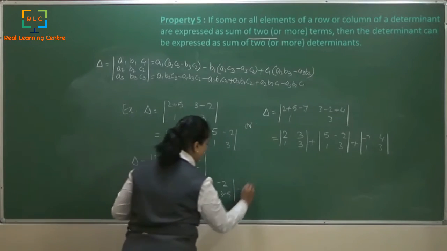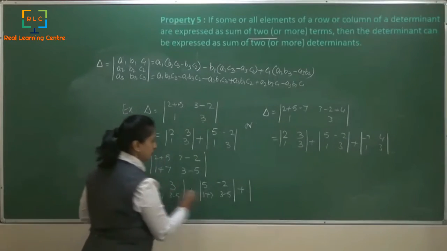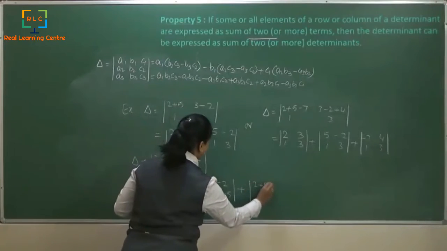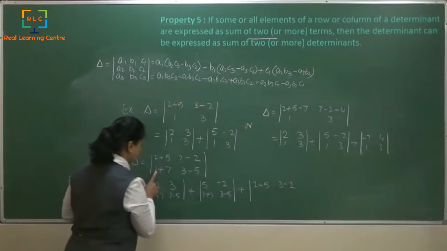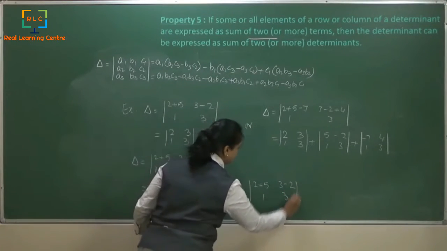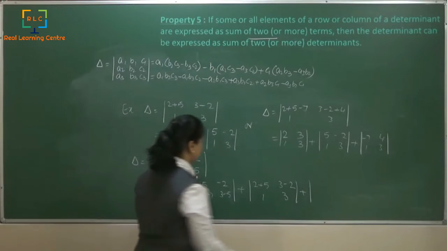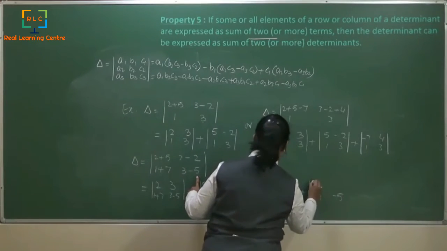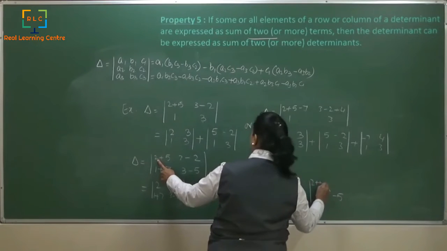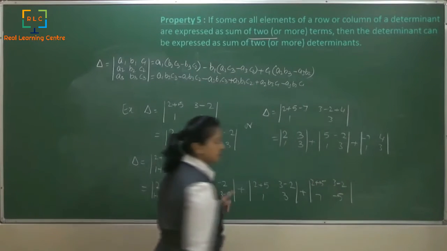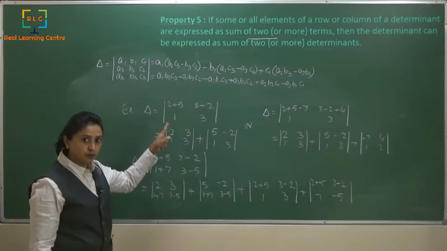Next I shall take the top elements as it is, 2 plus 5 and 3 minus 2. Here I shall take the first elements 1, 3 plus. Next I shall take the second element 7, 7 minus 5 in the second row. First row I should keep as it is, 2 plus 5, 3 minus 2. Now this is the meaning of the property.